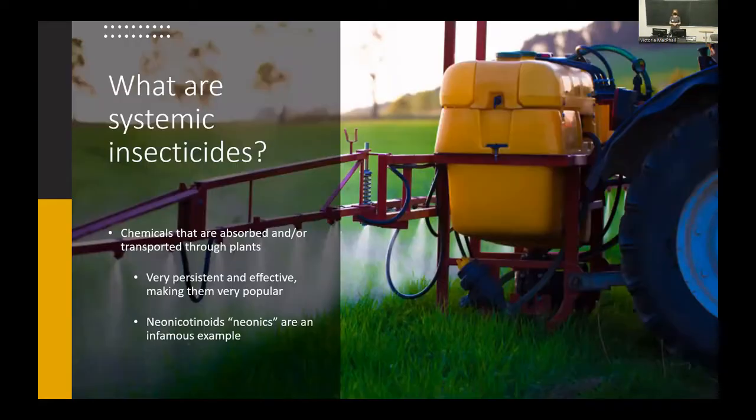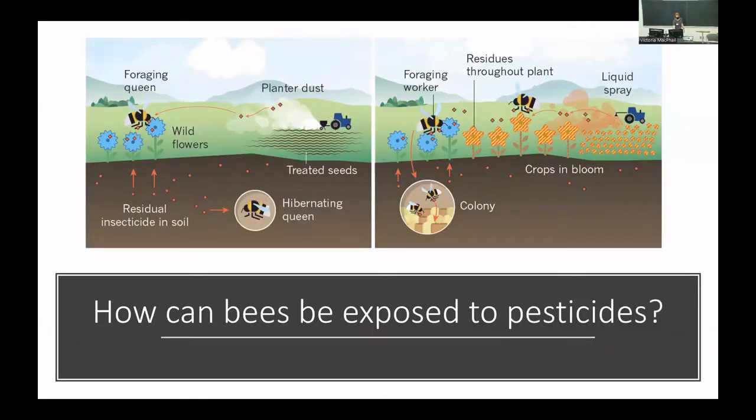And what are systemic insecticides? They're chemicals that can travel all throughout the plant. They are systemic. They go through all aspects of the plant. They are very persistent. They're easy to use. They're water soluble in most cases. So they're very popular in the agricultural industry as well. A very common example, or an infamous example, I should say, are neonicotinoids or the neonics, which you've probably heard in the news, are very bad for bees.